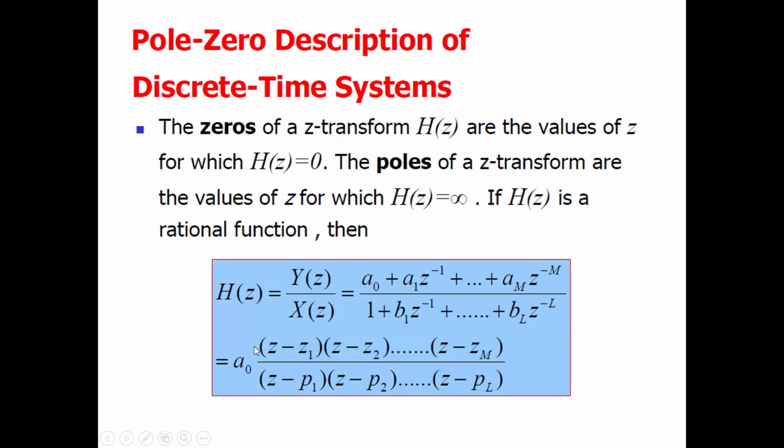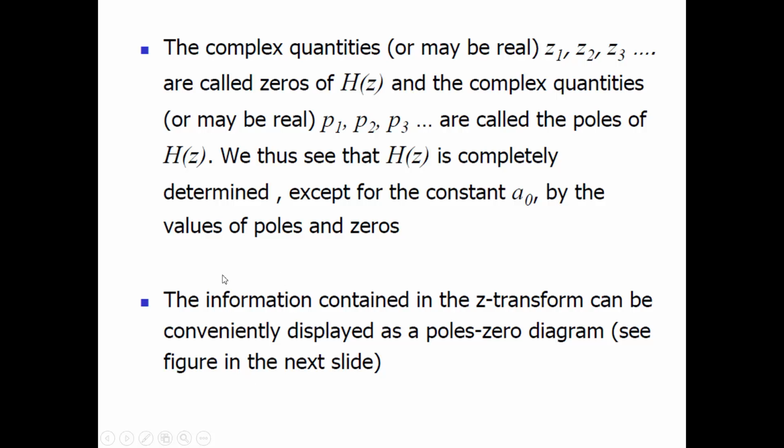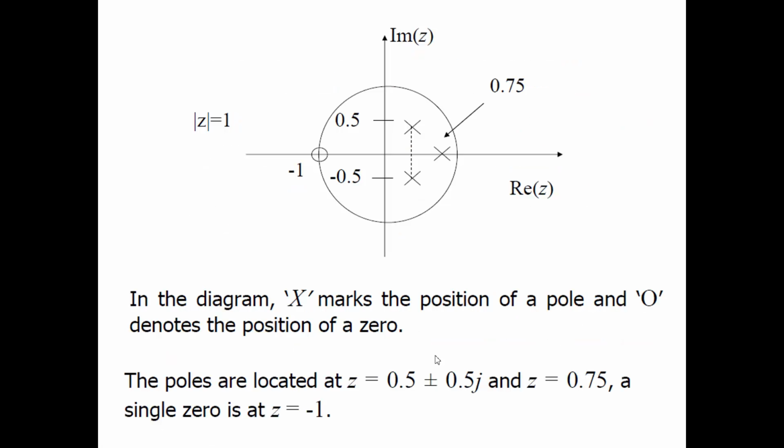We will not be able to determine the constant A naught by the values of poles and zeros. This is only the system gain, the DC value of the system. The information contained in the Z transform can be conveniently displayed as a pole zero diagram, as shown in this slide. In this figure, if you look carefully, there are three poles. One pole is here, the other pole is here, and these two poles are a complex conjugate pair of poles. And this is a real pole which lies on the real axis.